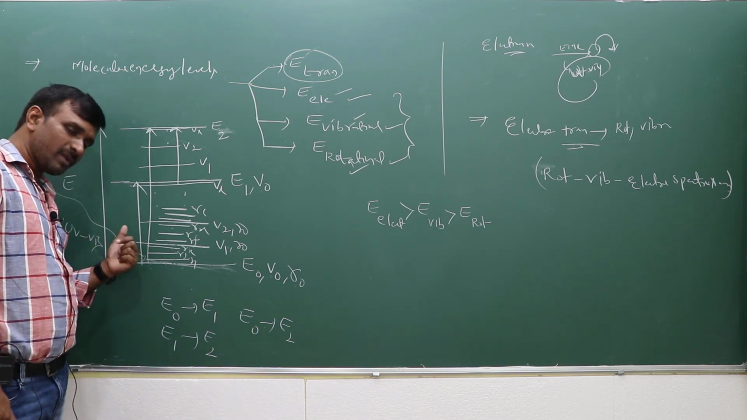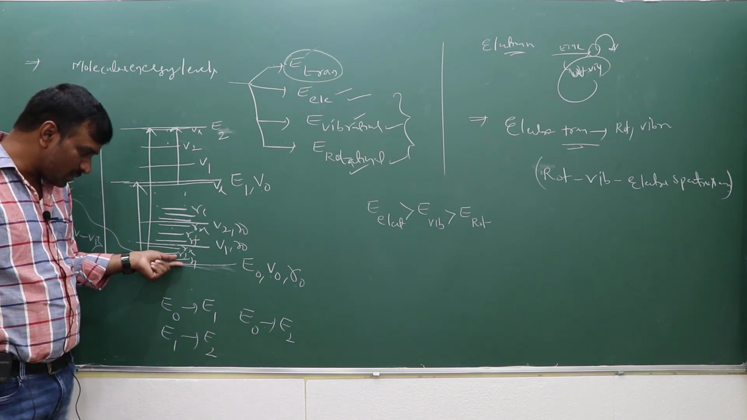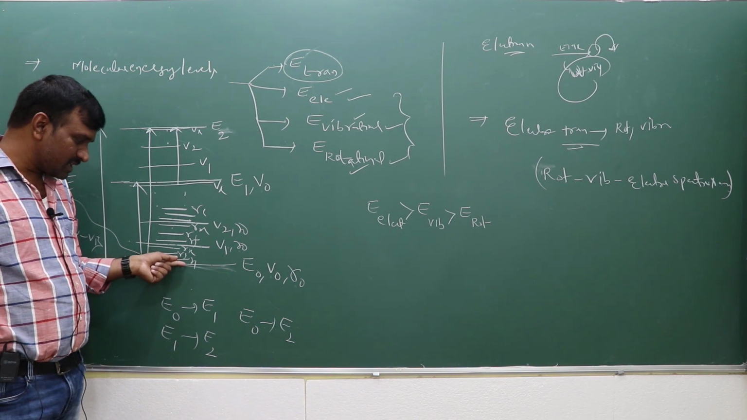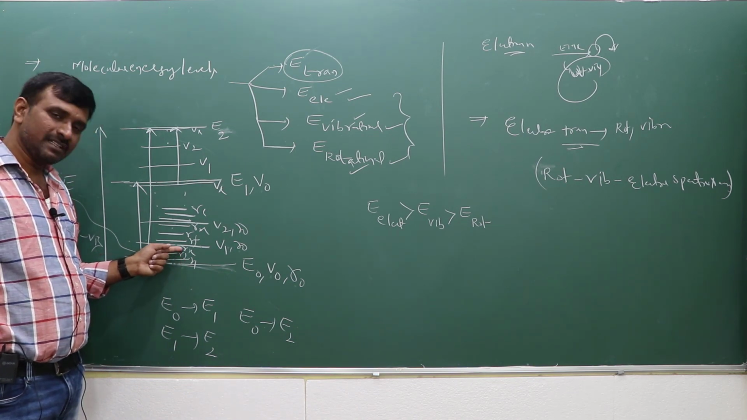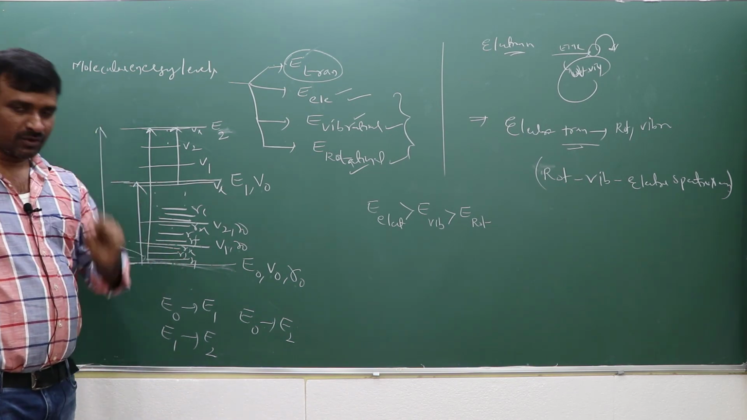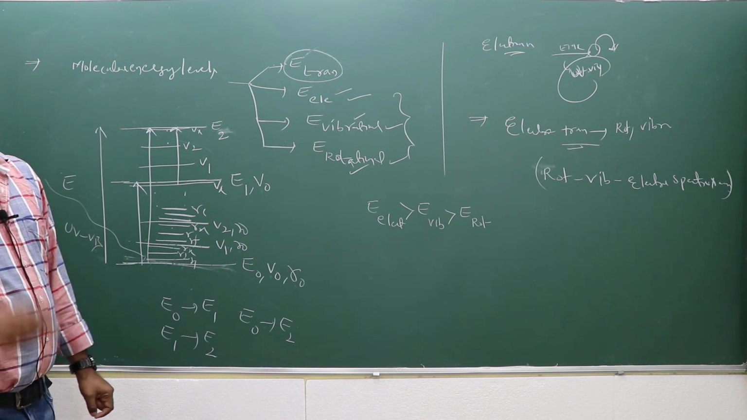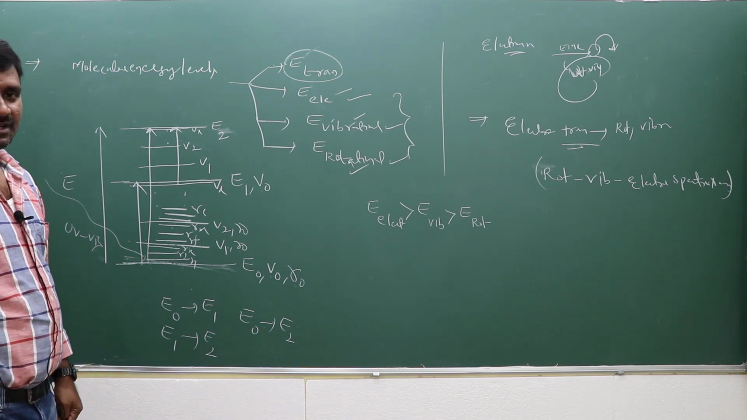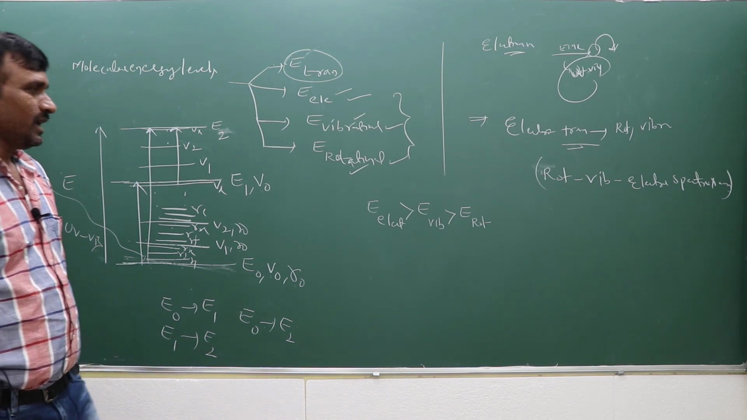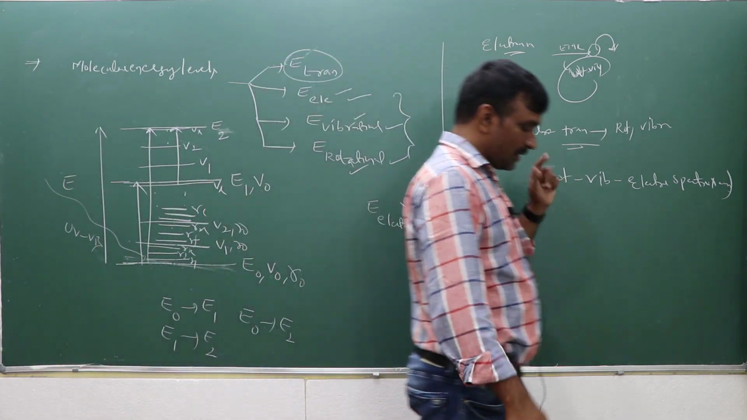If it is rotational, microwave range of radiation absorption takes place, and only rotational energy levels will be changed, R0 to R1, R1 to R2 like that. So microwave spectroscopy is also called rotational spectroscopy because only rotational levels are involved, right?